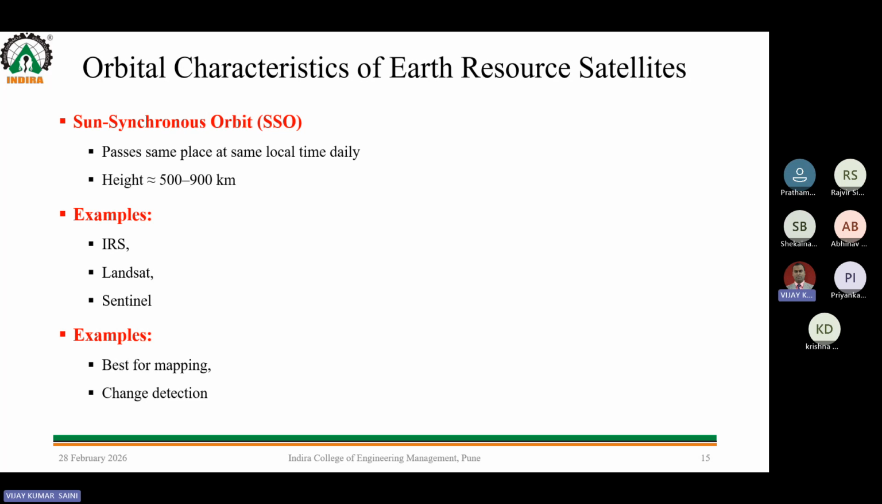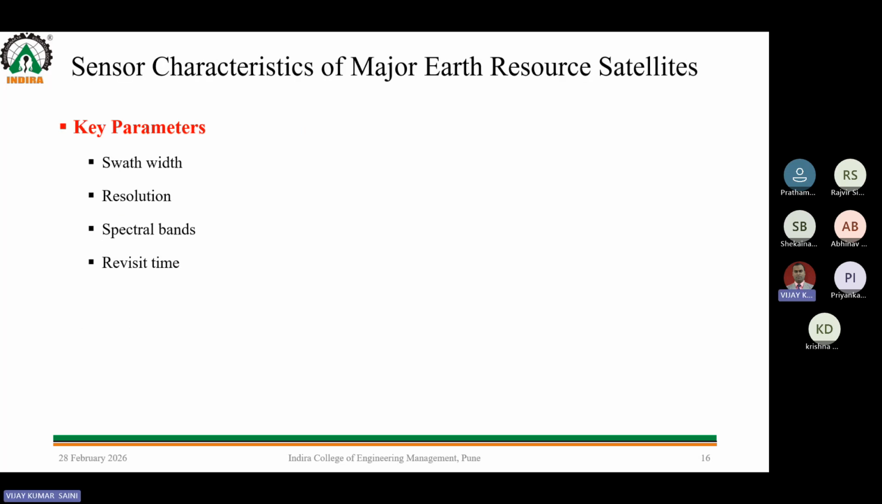Okay. So this is what we call SSO. It is sun synchronous, and it has a different functionality than your geostationary satellite. Talking about the key parameters when we have these kinds of satellites working in that direction, these parameters come into the picture: swath, resolution, spectral bands and revisit time.